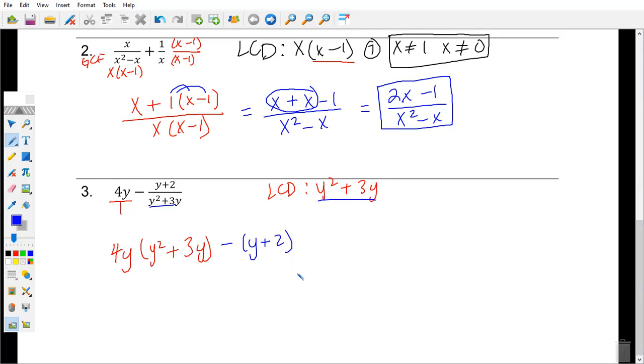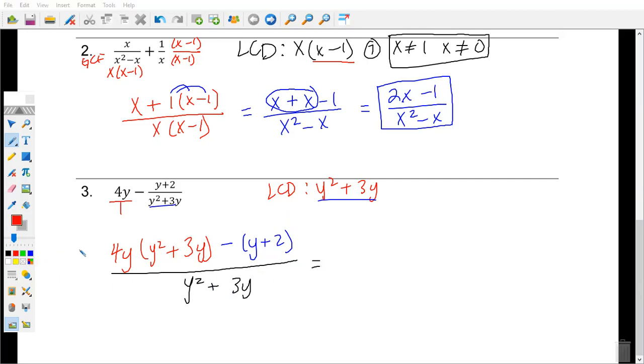Notice that when a minus follows, I put a parenthesis, okay? The reason why you have to put that parenthesis is because when you're subtracting polynomials, the subtraction applies to every term, right? Not just the first term, but every single term. So when you're subtracting polynomials, make sure, and our denominator is y squared plus 3y.